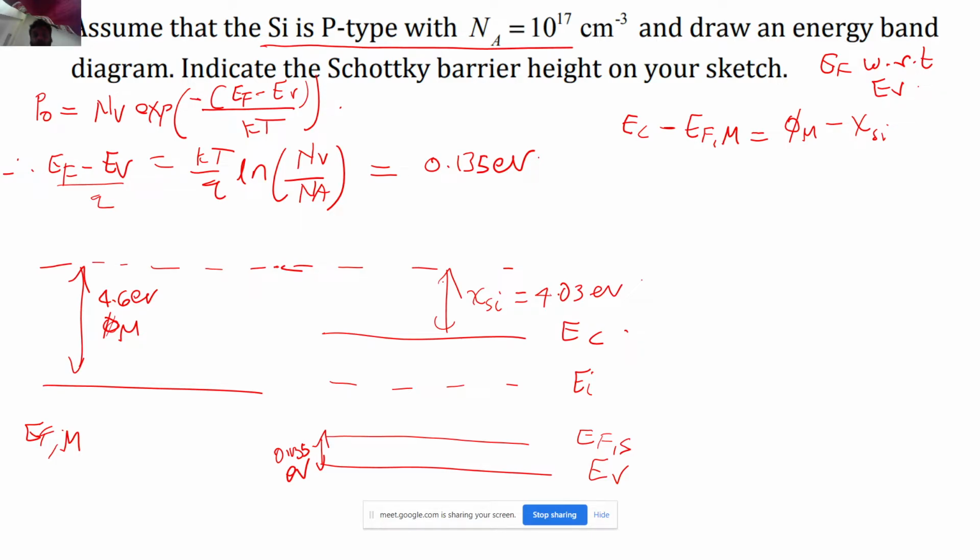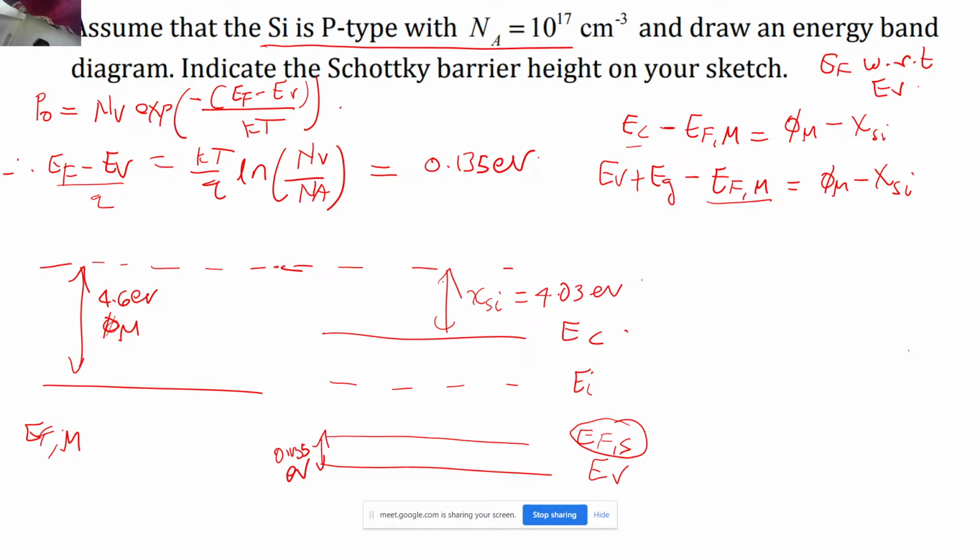But I don't want it with respect to EC, I want it with respect to EV, right? So EC I can write as EV plus EG, minus EFM should be equal to phi m minus chi Si, correct? So now I have written it over here. Now, just like the EFM term is there, I want to bring this EFS term into this equation, so that I can compare EFS with EFM, correct?